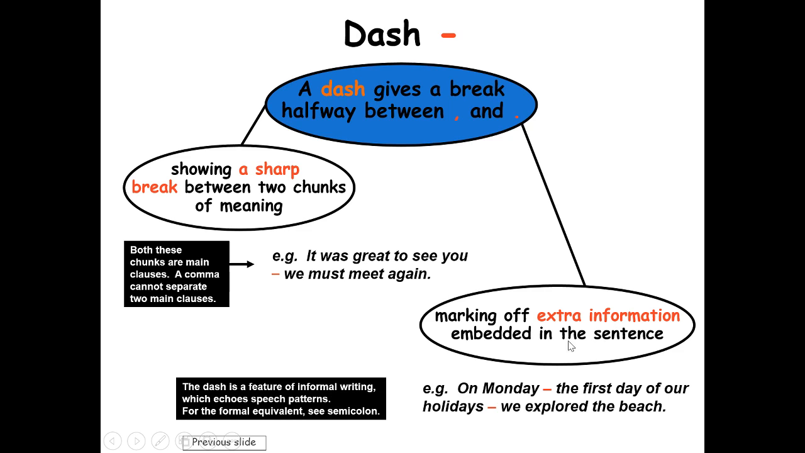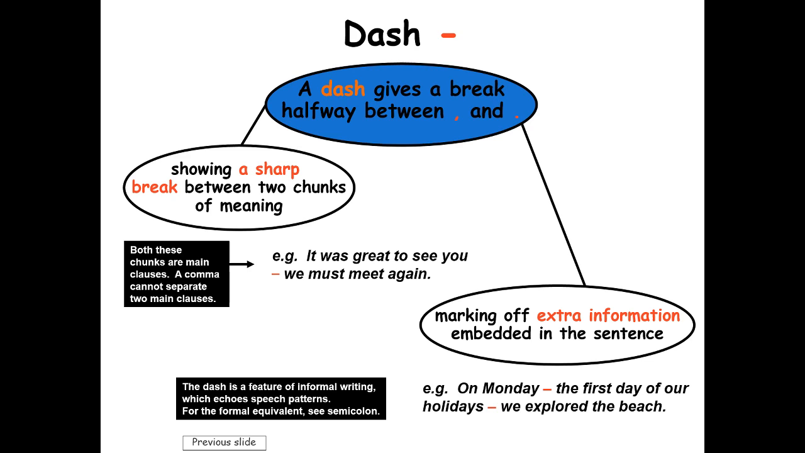Marking of extra information embedded in the sentence. On Monday, the first day of our holidays, we explored the beach. The dash is a feature of informal writing which echoes speech patterns. For the formal equivalent, see semicolon. Semicolon is also similarly used as a dash.